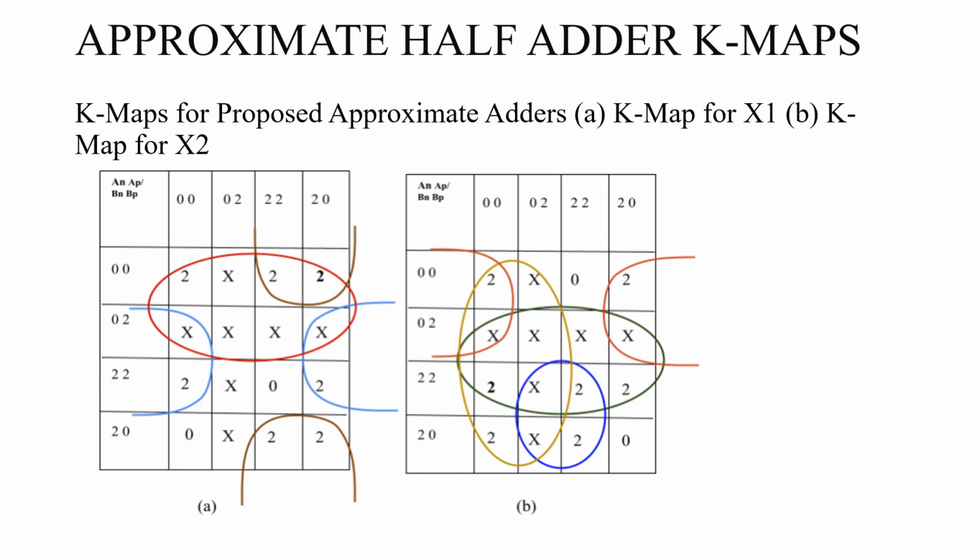So these are the k-maps for the proposed approximate half adder. Here the bold 2 indicates the error. Actually it has to be 0, but we have made it 2 to reduce the equation, for the x1. Similarly, for the x2, we have reduced the equation by simply replacing the 0 of this term with 2.